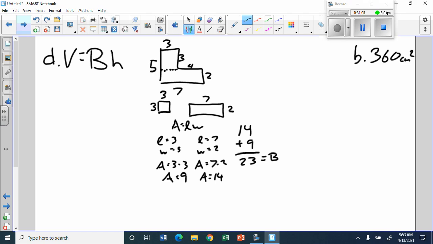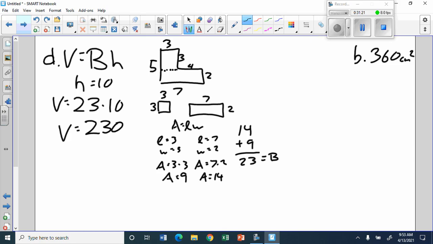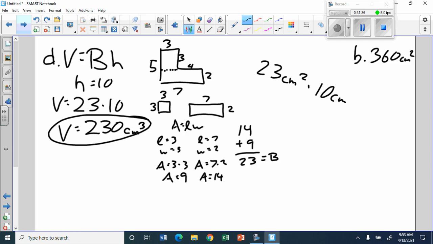What's my height? How many layers does it have? If we look at that bottom number, it's 10. So height is 10. So volume equals 23 times 10. Volume equals 230. I guess they're all in centimeters, so this would be centimeters cubed. Because here you got centimeters squared. If you want to see the math, 23 centimeters squared times 10 centimeters. That's 23 times 10 centimeters squared times centimeter. That's why it's centimeters cubed, 230.